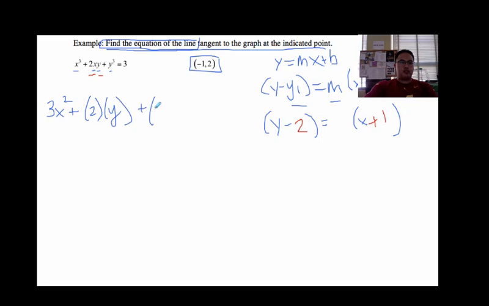Plus, I will leave the first one alone, 2x, and the derivative of the second one. What's the derivative of the second term? What's the derivative of y? Yep, it's 1. But then, since I derived a y, I have to add a y prime.